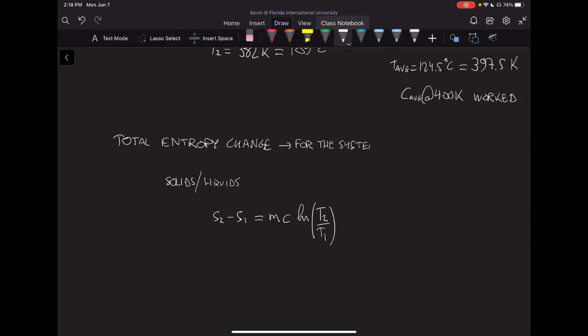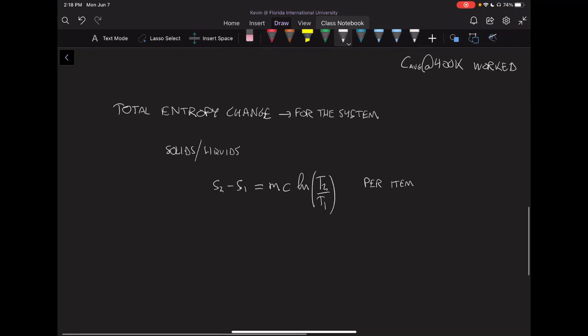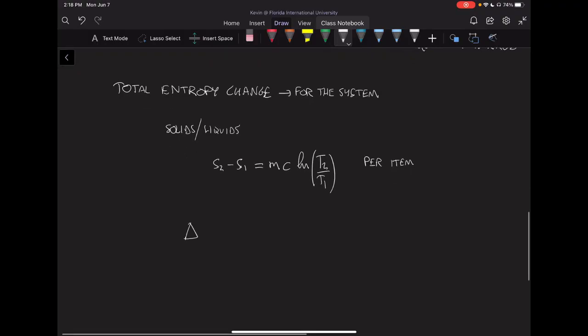But the equation can only apply to each item. So we need to apply this equation per item. We need to apply it to aluminum and we need to apply it to iron. There's not one equation that brings it all. So what we're going to do is find the delta S of aluminum and the delta S of iron.